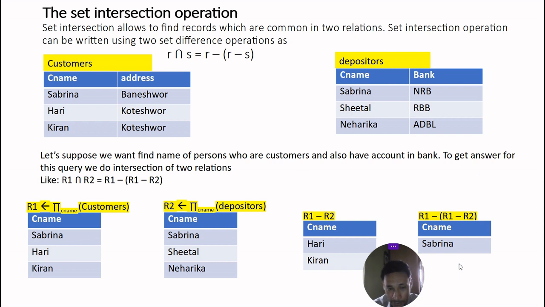So in this way we can perform set intersection between two relations. In order to perform set intersection, the union compatibility rule must be satisfied, which states the number of attributes in both relations must be the same and the domain or data type of the ith attribute of the first relation must be the same as the domain or data type of the ith attribute of the second relation for all i's. If union compatibility is not satisfied, then we cannot perform set intersection between the relations.